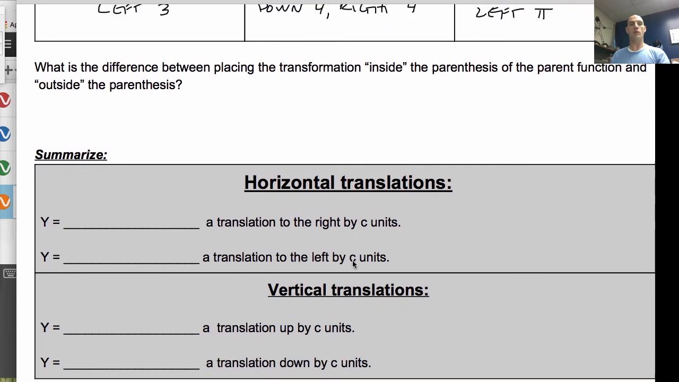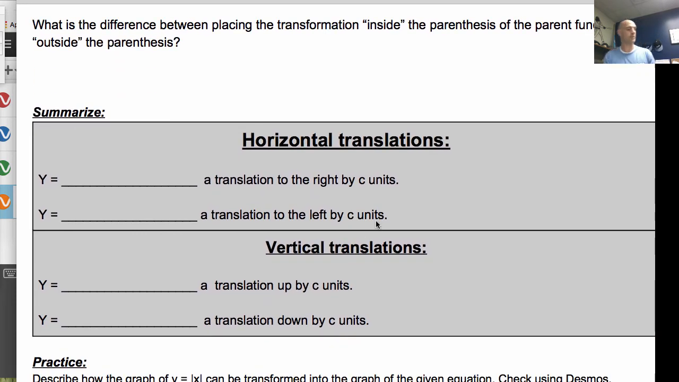And what we're looking at is this. Horizontal translations adhere to these rules. So I'm trying to move to the right c units. y equals f of x minus c, so inside the parentheses, moves it right c units. y equals f of x plus c moves it left. So if it's inside the parentheses, plus means left, minus means right.